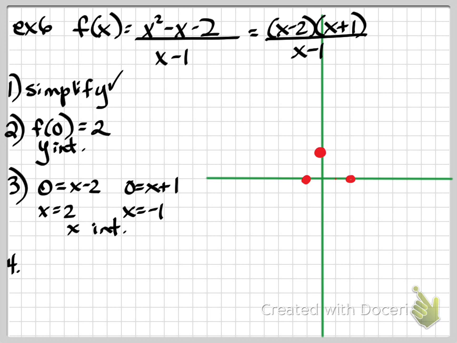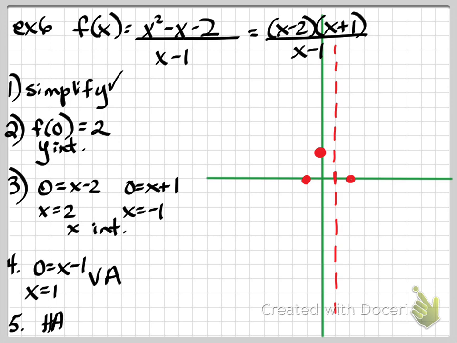Step 4 was find the zeros of the denominator. And it said these are the vertical asymptotes. So go to 1 on the x-axis, and I want to do red. Do your dashed line for your asymptote. Step 5 is find any other asymptotes.